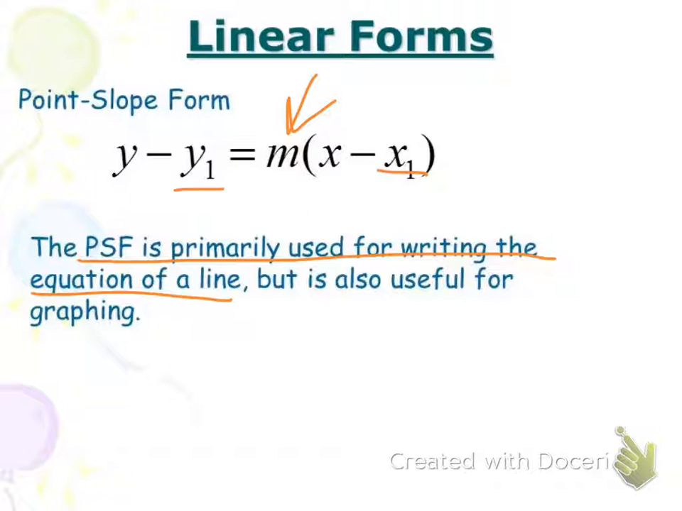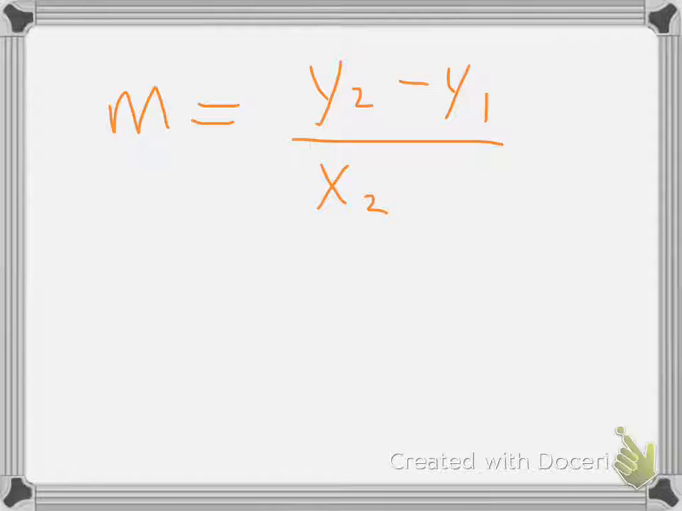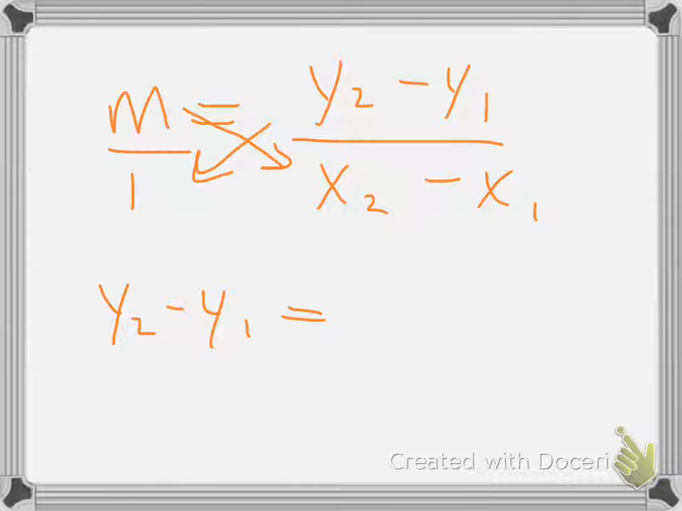Okay. Now, if you forget, I got to show you this because this is pretty cool. If you forget this formula, it comes directly from this formula. What is this formula? Slope formula, right? It's kind of off-centered, but it works. If I turn this into a proportion and cross-multiply, what do I get? y2 minus y1 equals m times x2 minus x1.